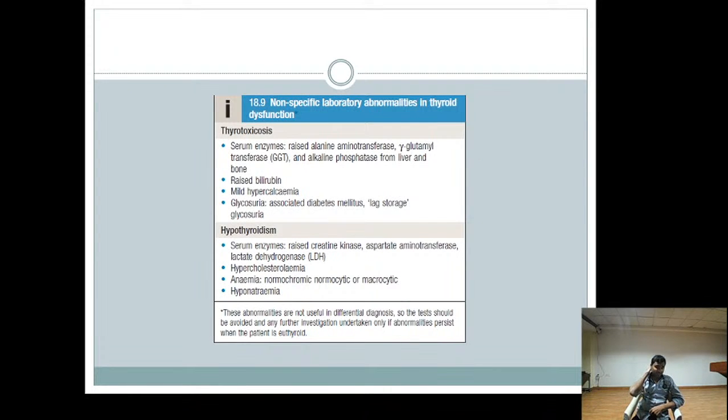What are the non-specific lab abnormalities in thyroid dysfunction? In hypothyroidism, we see raised creatine kinase, elevated aspartate aminotransferase, and elevated LDH. There is hypercholesterolemia. There may be anemia, which may be normocytic, normochromic, or macrocytic, and there is hyponatremia.